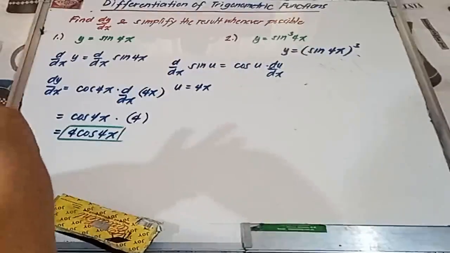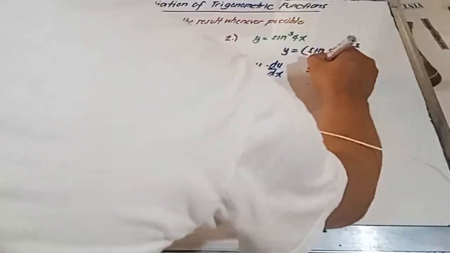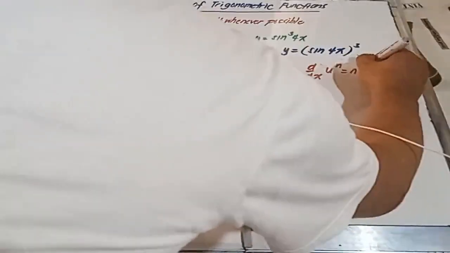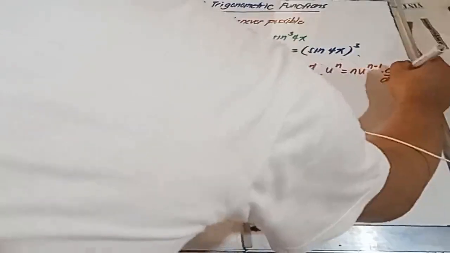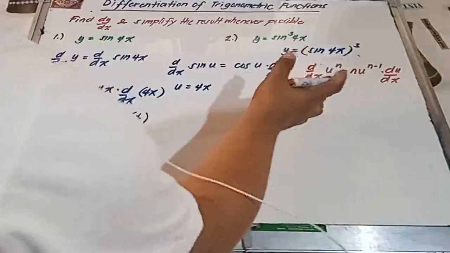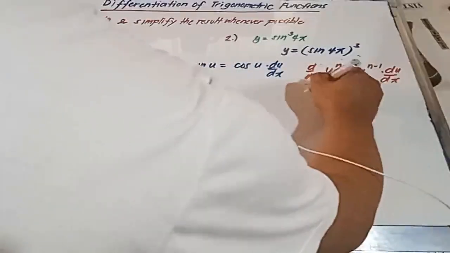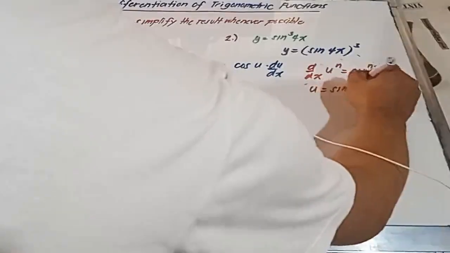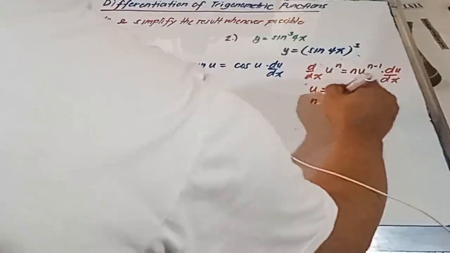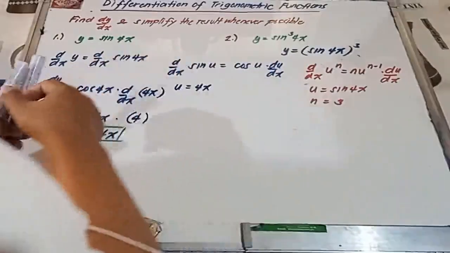Ano yung power rule natin? Kung natatandaan nyo pa, we have derivative ng u to the n is equal to n u to the n minus 1 times derivative ng u. Sa makatuwid, ang magiging u muna natin dito before the angle is yung nasa loob ng ating parenthesis. So, ang u natin ay sine 4x. Ang n natin ay 3. Okay? So, gamit yung ating power formula, ganito ang mangyayari.